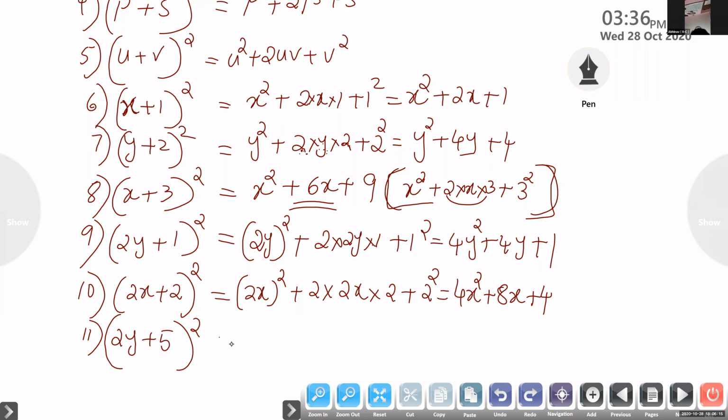8th answer, x square plus 2 into x into 3 plus 3 square. So 2 into 3, 6, 3 square is 9. Same pattern of questions, only the first identity we are using. 2y plus 5 the whole square.